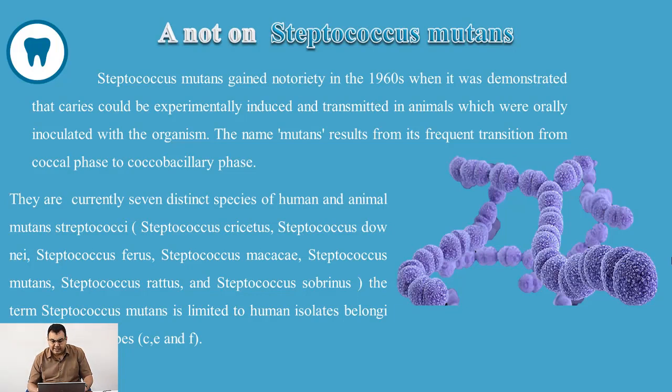There are currently seven distinct species of human and animal mutans streptococci: Streptococcus cricetus, Streptococcus downei, Streptococcus ferus, Streptococcus macacae, Streptococcus mutans, Streptococcus rattus, and Streptococcus sobrinus. The term Streptococcus mutans is limited to human isolates belonging to serotypes C, E, and F.